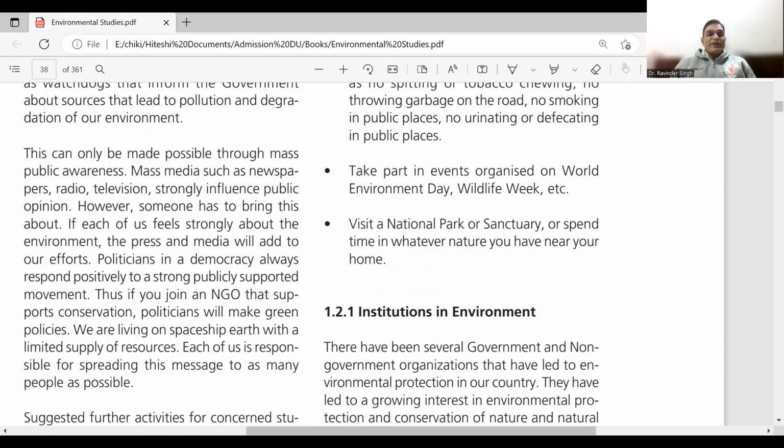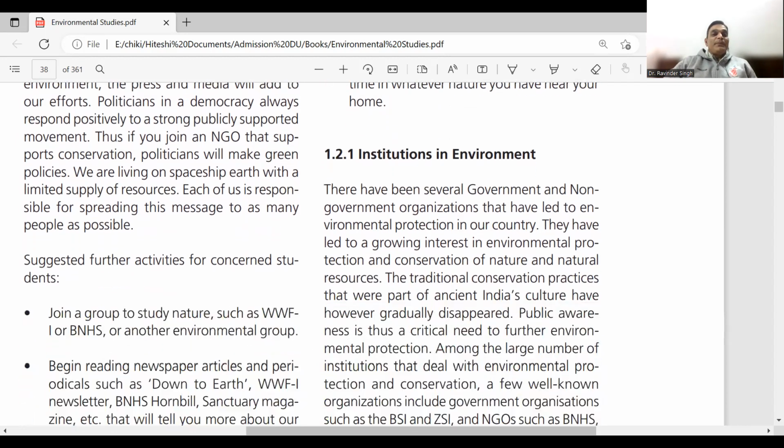Politicians in a democracy always respond positively to a strong, publicly supported movement. Thus, if you join an NGO that supports conservation, politicians will make green policies. We are living on spaceship Earth with a limited supply of resources. Each of us is responsible for spreading this message to as many people as possible.